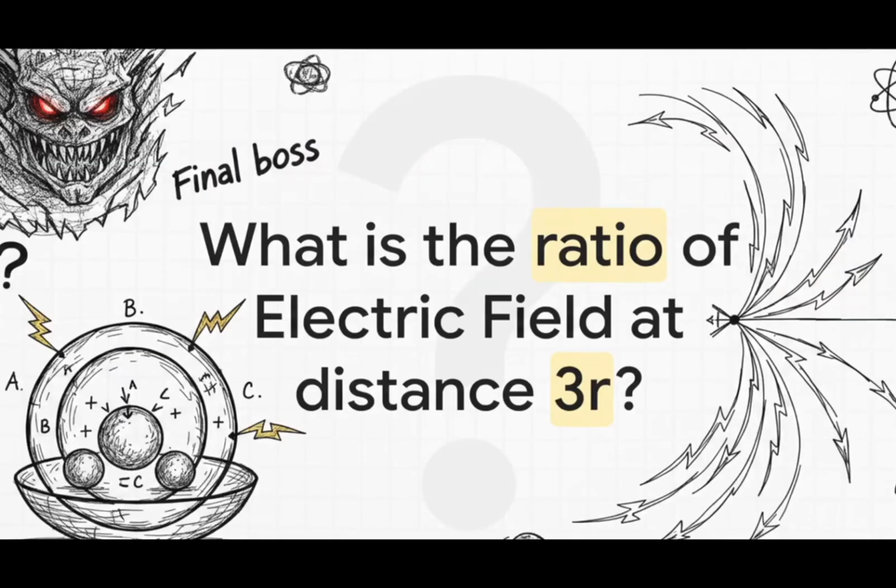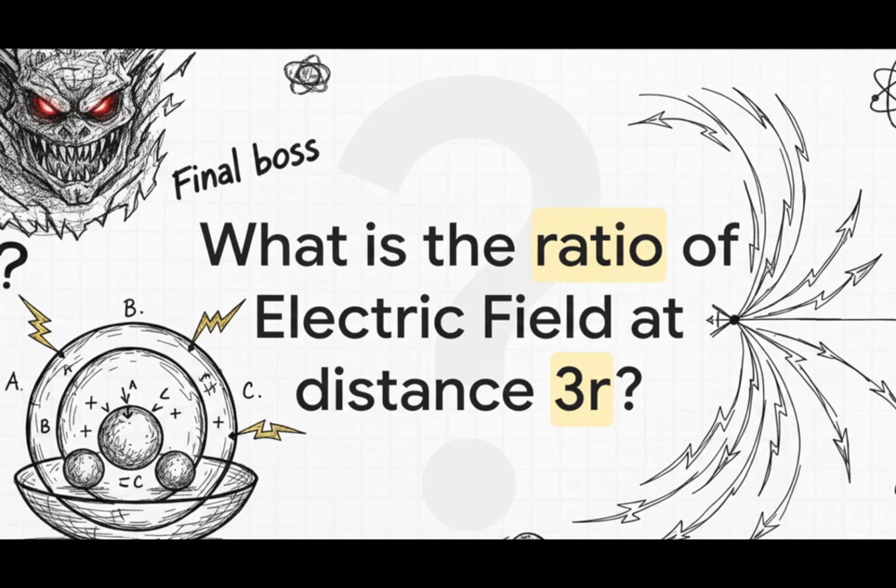All right, time to face the final boss. This 2025 PYQ looks massive and intimidating. 3 metal shells, A, B, and C. Inner balls have their own charges, outer shells have different charges, and they want the ratio of the electric field at a distance of 3r. Wow. But don't worry, the scarier a physics question looks, the cheaper the solution usually is.